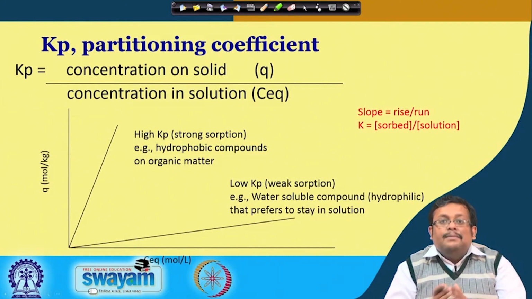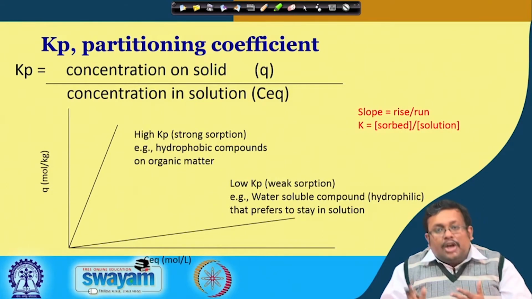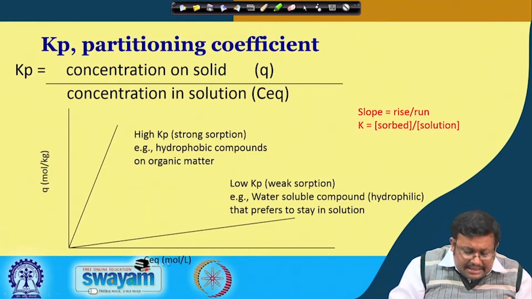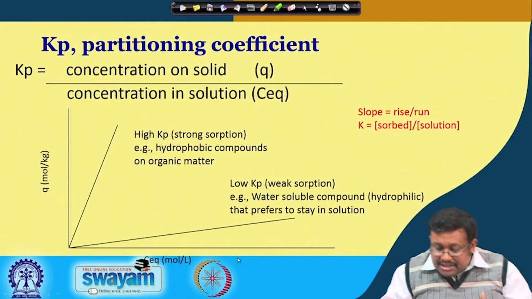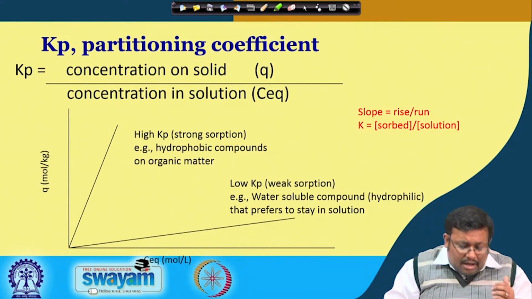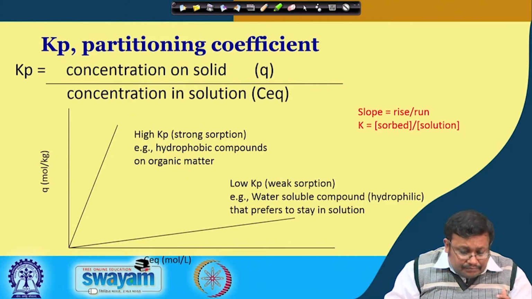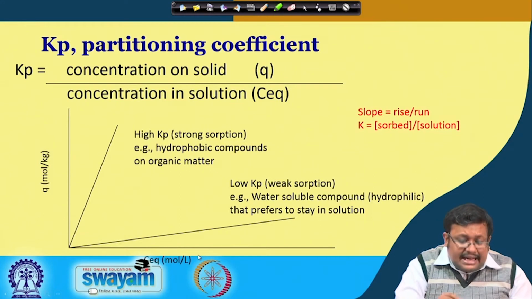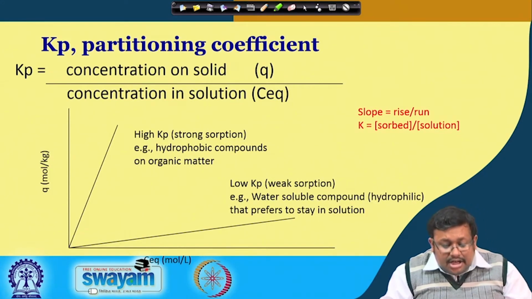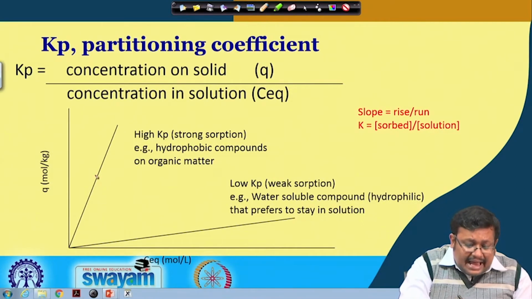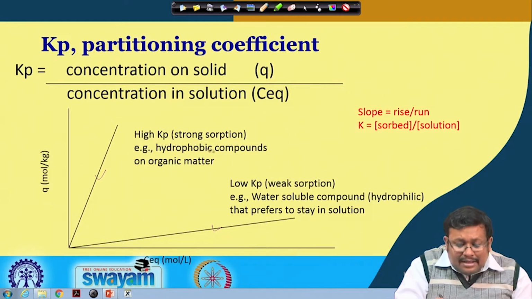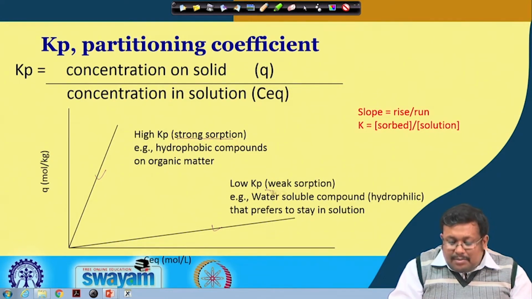This partitioning can be quantified using a partitioning coefficient or Kp, which is basically concentration on solid over concentration in the solution. This graph shows the relationship between CEQ, which is the equilibrium concentration in solution, and Q, which is the concentration on solid. This line shows the higher Kp and this line shows the lower Kp. High Kp means higher sorption obviously, and low Kp means weak sorption.